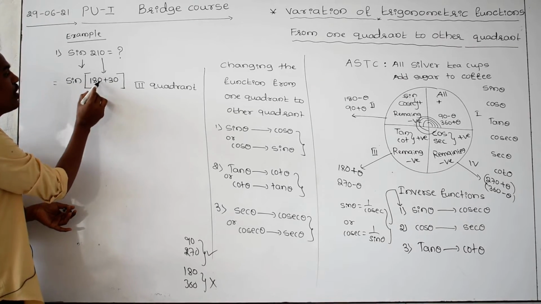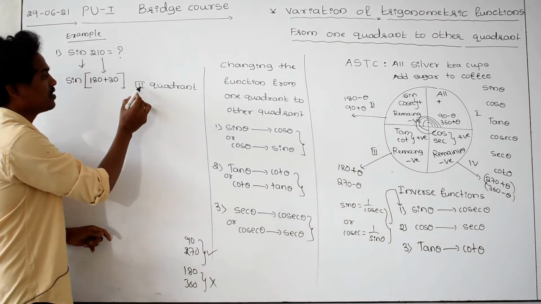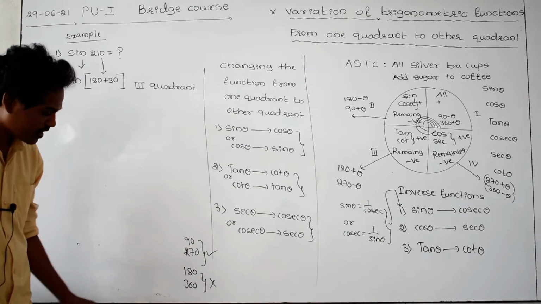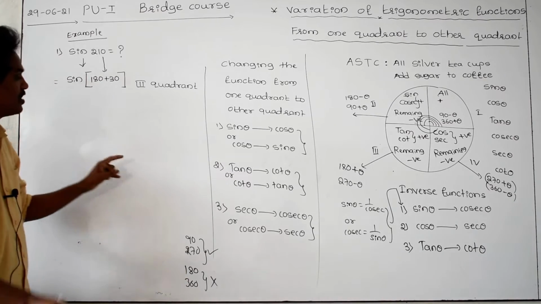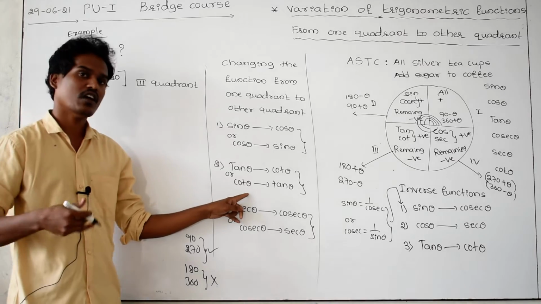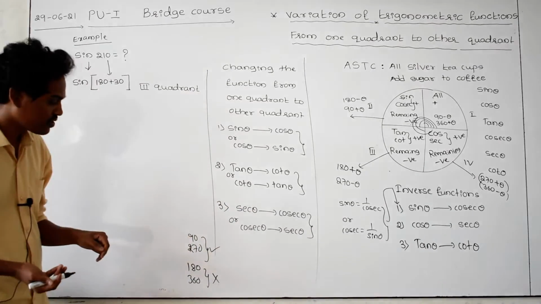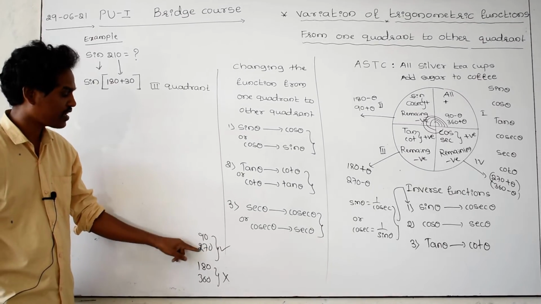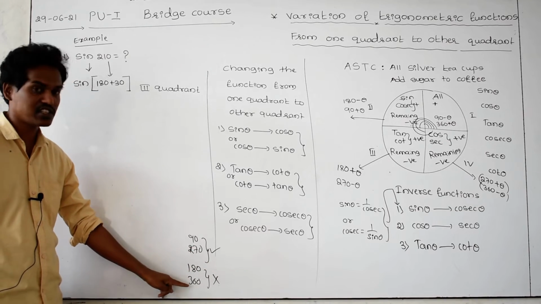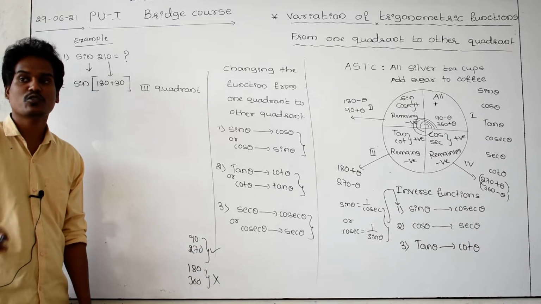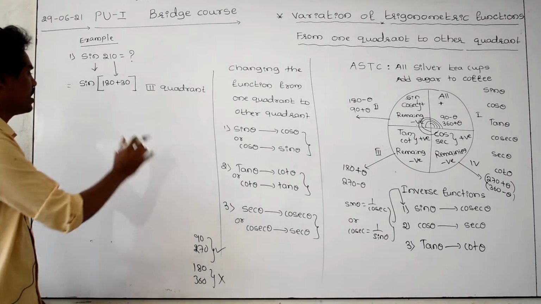And here, sine of 180 plus theta. Which quadrant is sine 180 plus theta? That is the third quadrant. But I have told you the condition: 180 and 360. If 180 and 360 is there, one function does not change to another function. When the trigonometric function changes from quadrant to quadrant, it is when 90 and 270 are taken; then the function changes. But if 180 and 360 is there, one trigonometric function does not go to another trigonometric function. And here, what is the range?